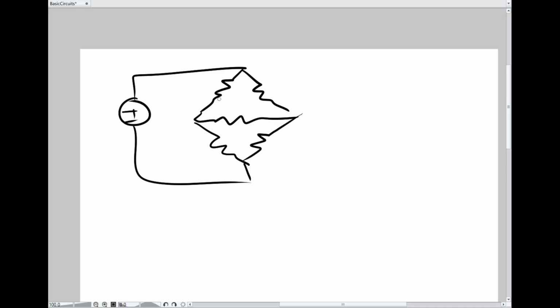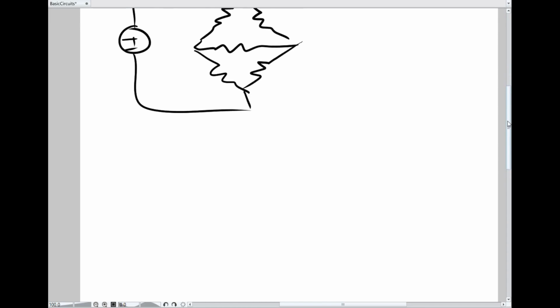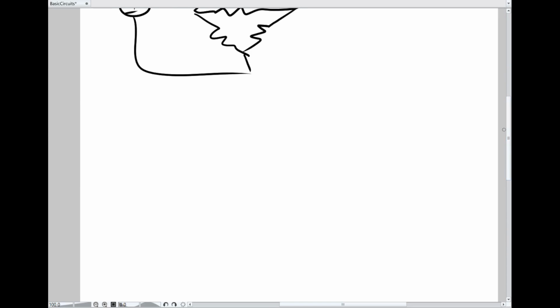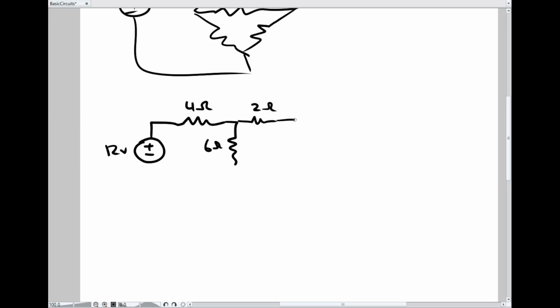Okay. So next method. Using Kirchhoff's current law and Kirchhoff's voltage law to solve a circuit. So say we had a circuit like this. This is 12 volts. I'm literally just making this up as I go along. 4 ohms. 6 ohms. 2 ohms. 10 volts. So I can just apply Kirchhoff's current law and Kirchhoff's voltage law directly to solve this.